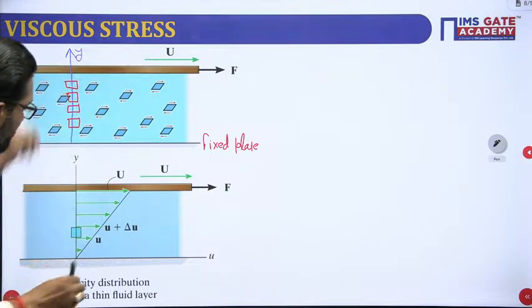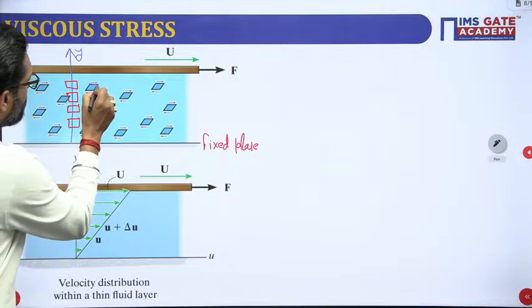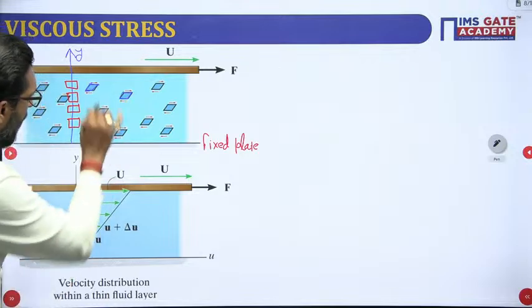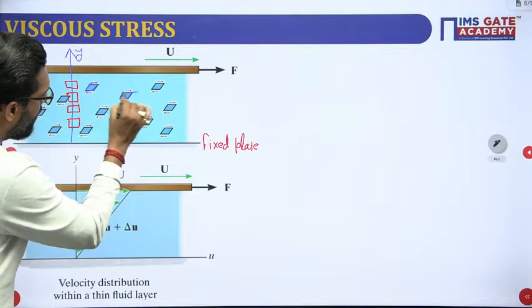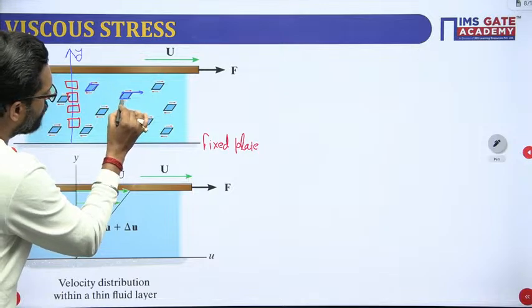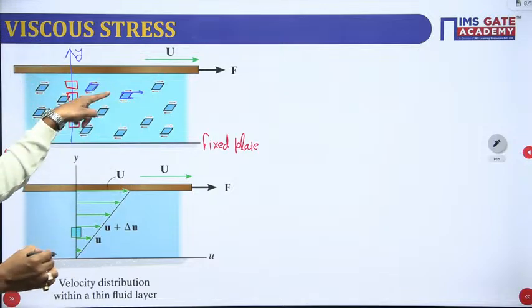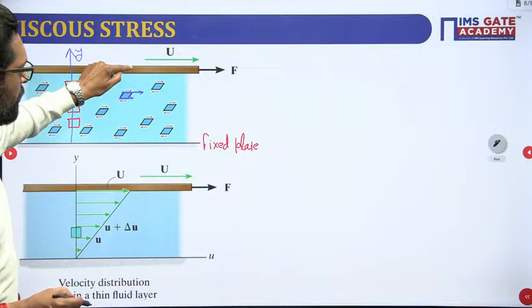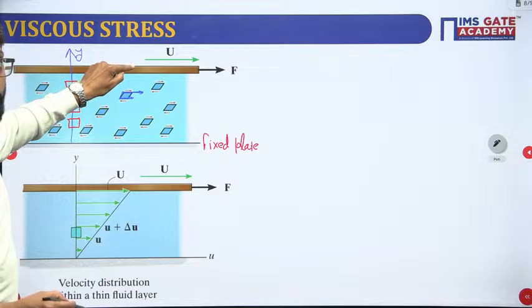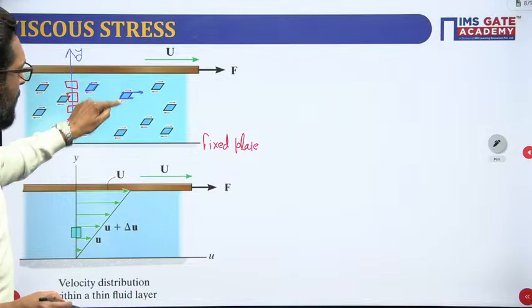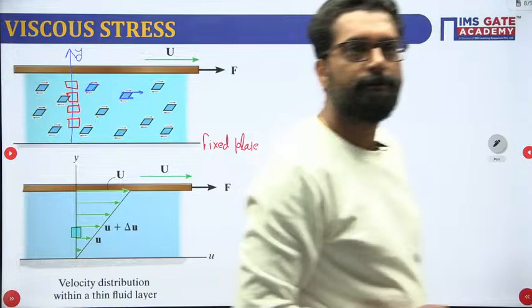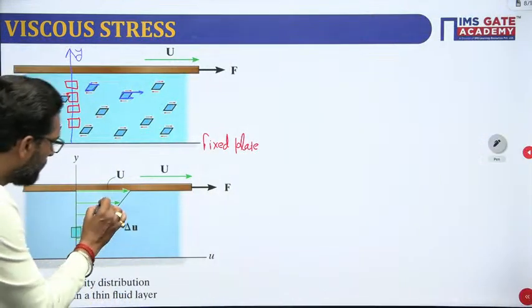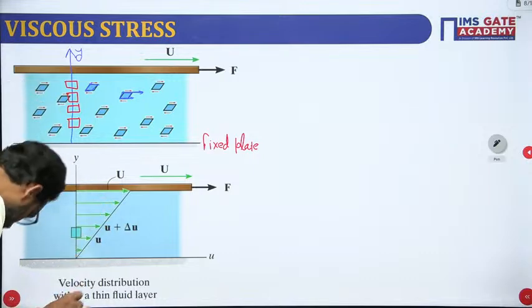Now you have to apply the stresses. This fluid element is trying to deform like that. This fluid element will try to deform like that. So this fluid element has a high velocity as compared to this fluid element. Why? Because this will retard and this will accelerate. Why? Because the upper part of the fluid will be nearer to the high velocity field, and this lower part is nearer to the low velocity field. So it will try to deform.